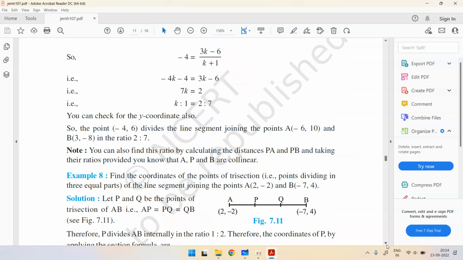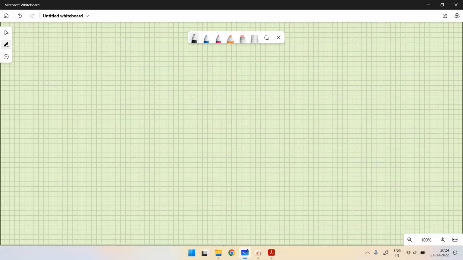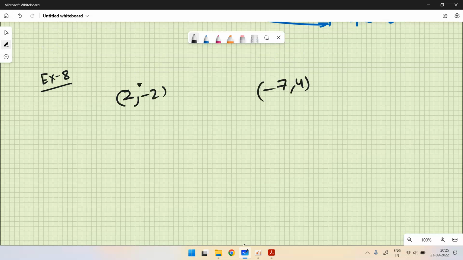Now example number 8. Find the coordinates of the points dividing the line segment joining A 2, minus 2 and B minus 7, 4 into 3 equal parts. So you need to find the points that divide this line segment into 3 parts. 3 parts means there will be 2 points, dividing it in the ratio into 3 parts.